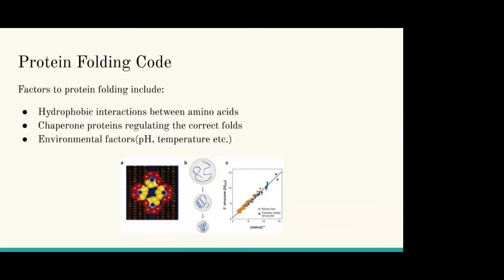So for the protein folding code and mechanism, it's a pretty complex issue because there are multiple factors going on. Number one, environmental factors like pH and temperature, chaperone proteins, and hydrophobic interactions.